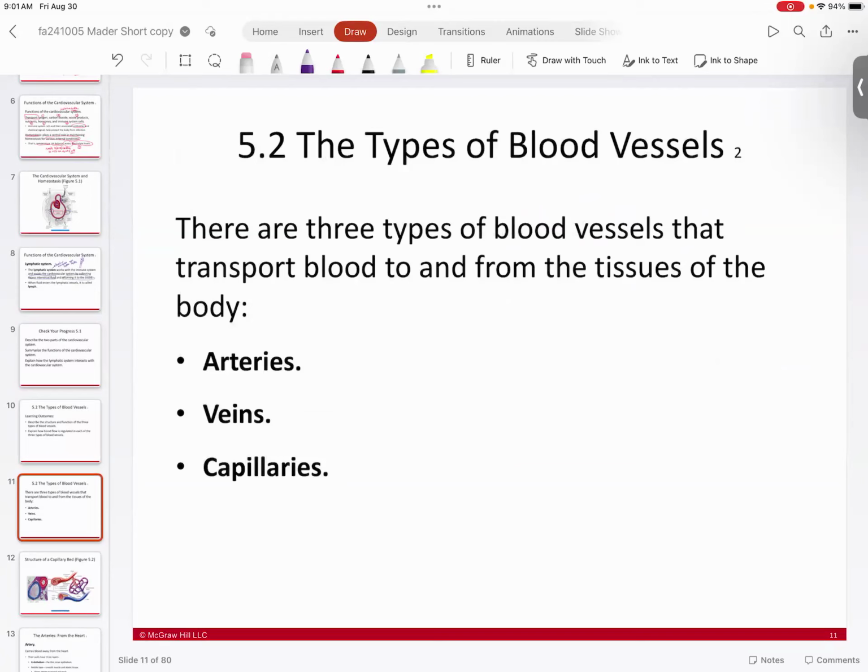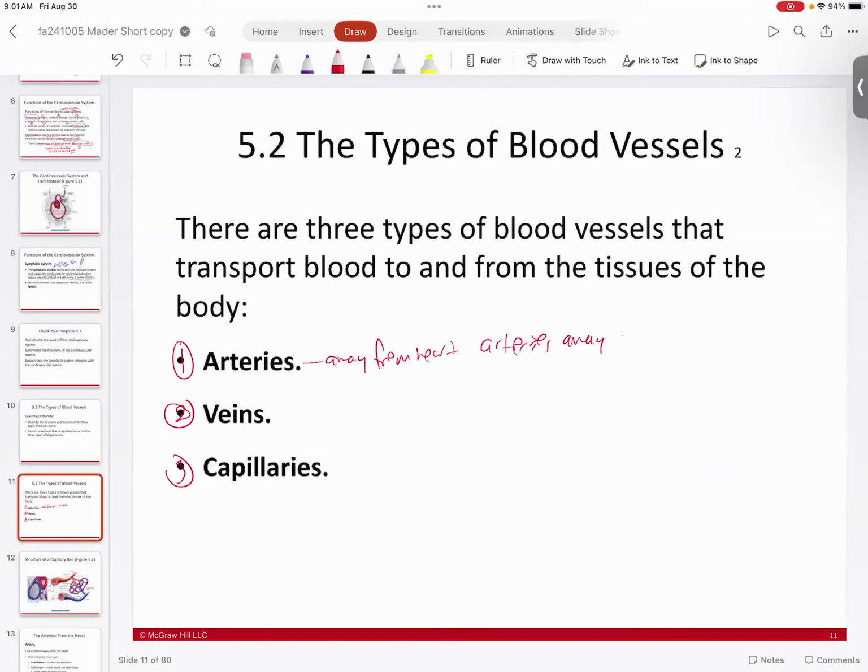Okay. Now let's take a look at the blood vessels. Then we'll of course take a look at the heart. We have three main types of blood vessels. The first one is arteries. The second one is veins, and we have capillaries. When you take a look at arteries, oftentimes it's confusing for students in terms of the direction of blood. But the important thing to remember is that arteries are always going away from the heart. Remember this.